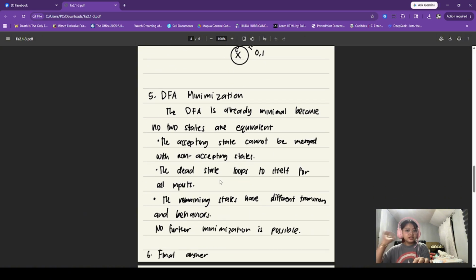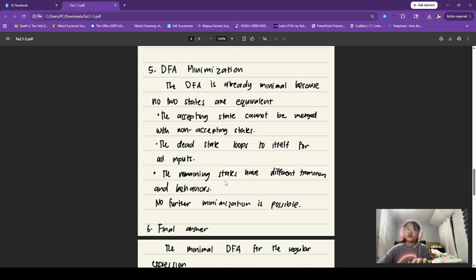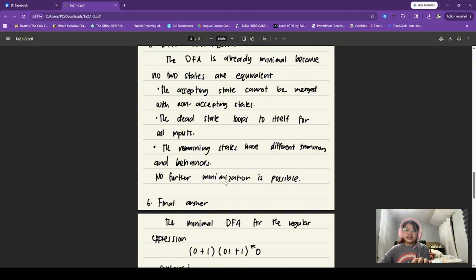And then in conclusion, the minimal DFA for the regular expression (0 + 1)(0, 1 + 1)* 0 recognizes the language generated by the regular expression.